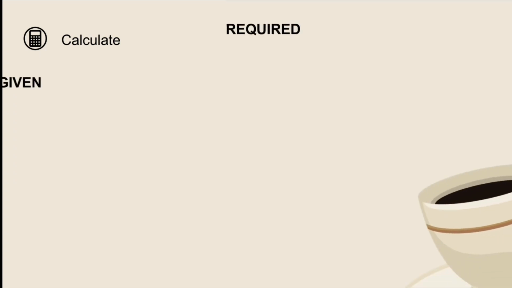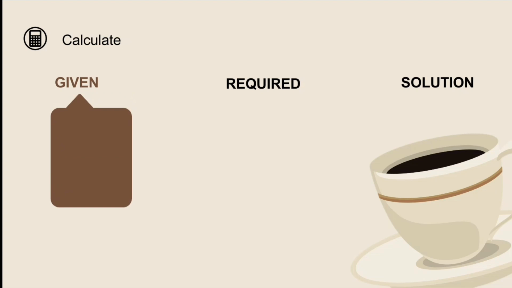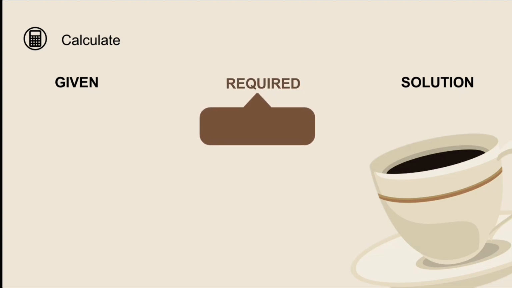So first, we have to determine the given values. So the final temperature is 165 degrees Fahrenheit. Ambient temperature is 70 degrees Fahrenheit. The initial temperature is 180 degrees Fahrenheit and the time is 2 minutes. So now, let us determine the required value, which is the time when the temperature is 120 degrees Fahrenheit.